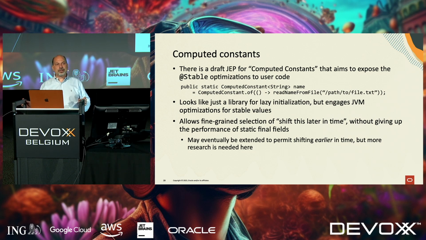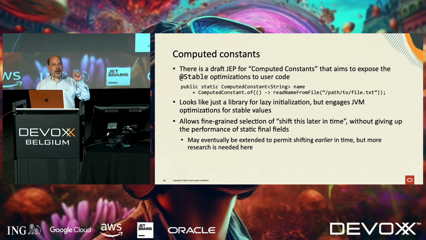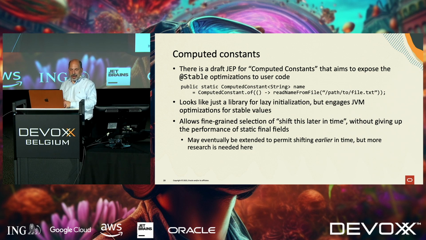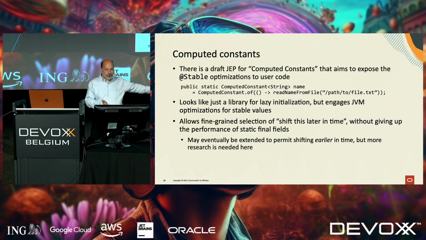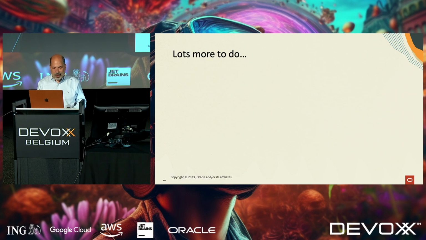But what this lets us do is to identify individual calculations that say, this calculation doesn't need to be done so early, so I'm going to mark that as lazy, let it be shifted until it's needed, without giving up any of the optimization benefits that we would ordinarily get from static final fields. And this mechanism may eventually be extended to talk about shifting earlier in time to earlier phases of computation, but we're still early in the process of that.